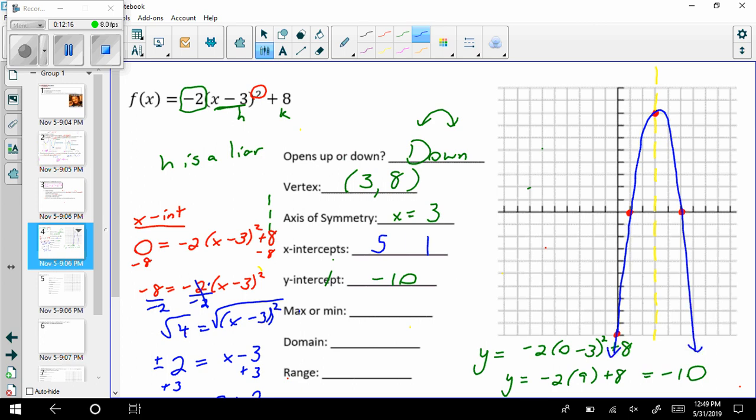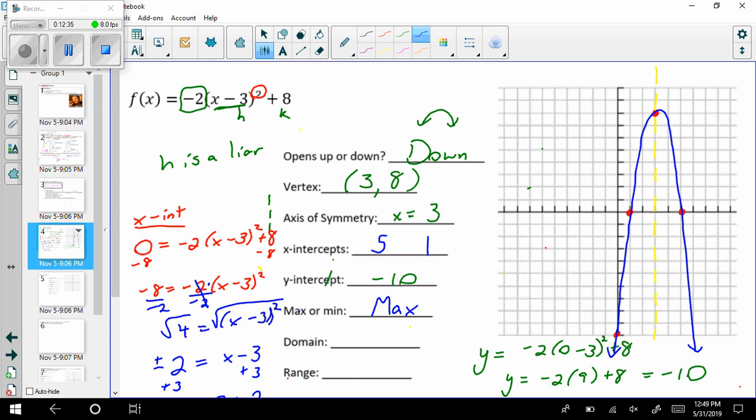Arrows on both ends to show that it would keep going. So there's my parabola. So now the next thing I asked for, do we have a max or min? Well, we created a hill. So we have a max value.